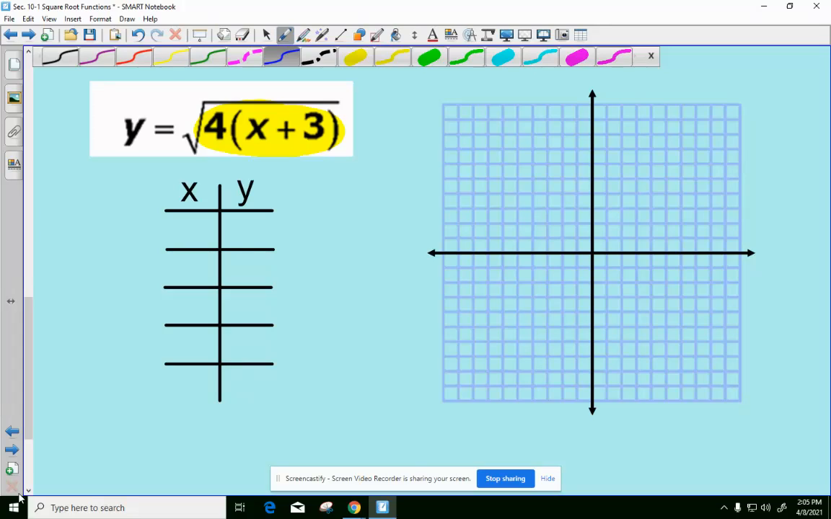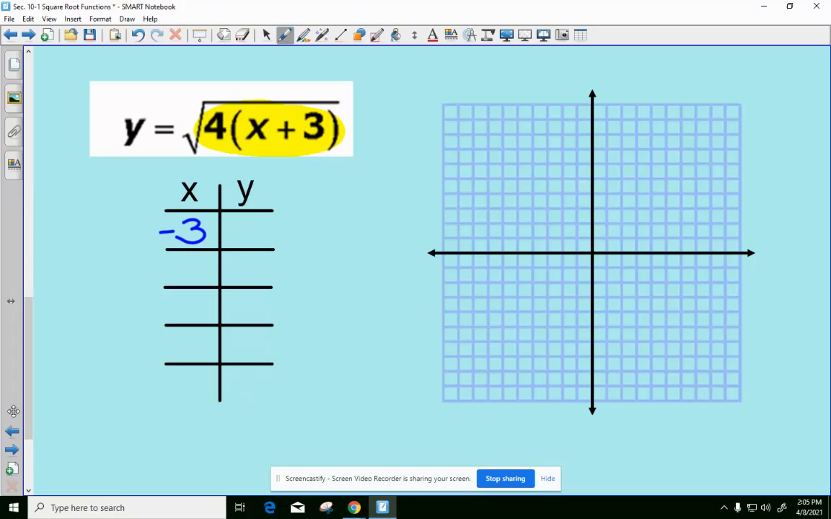-3? Why do you think that? Oh, you just randomly picked a number? Well, Emily, if I put a -3 in there, what's -3 plus 3? 0. What's 0 times 4? 0. Can you take the square root of 0? Yes. Could you take something smaller than that? No, because anything smaller than that would give you what kind of answer? A negative. So I know that this does start at -3. That is the first value that works.